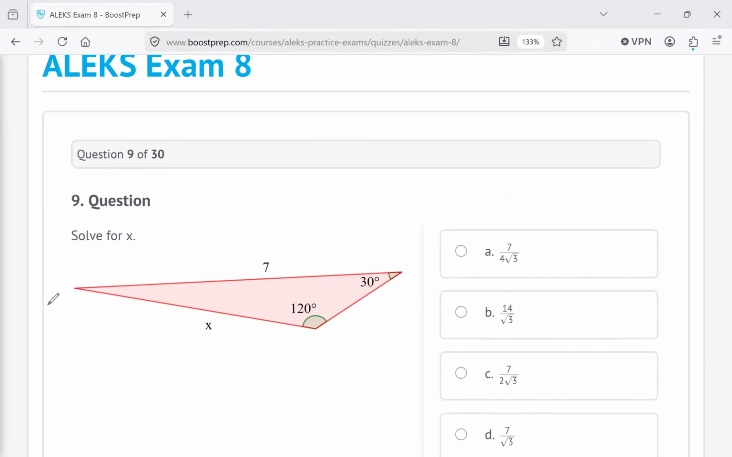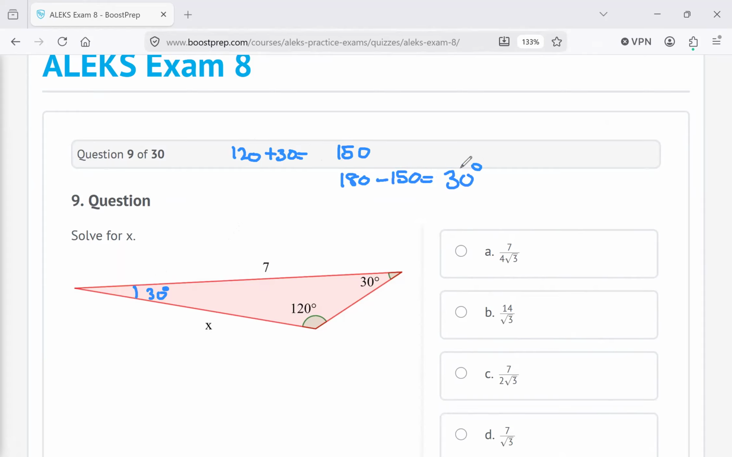Question 9, solve for x. So I was thinking, you have this triangle and it's not a right triangle, because this 120 should be 90. But if you find this missing angle, it would be 30 degrees, right? How do I know? Because the sum of the triangle adds up to 180. So 120 plus 30 is 150, and 180 minus 150 is 30.